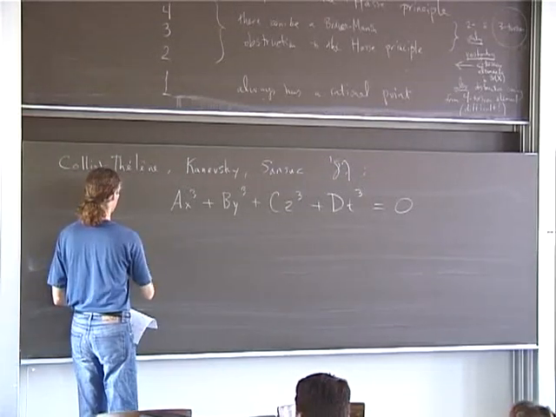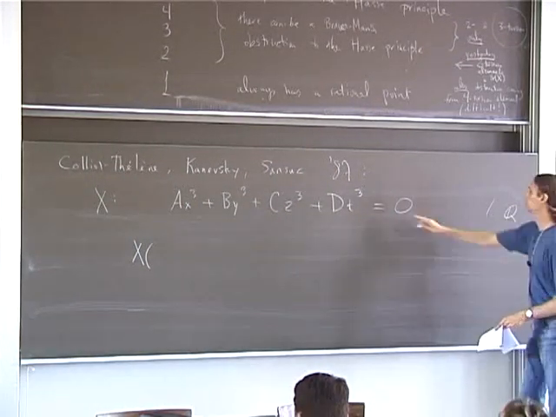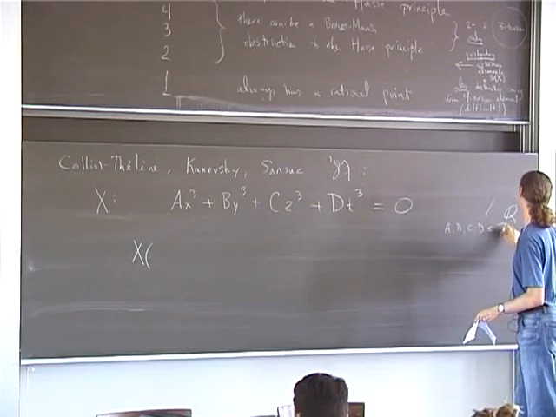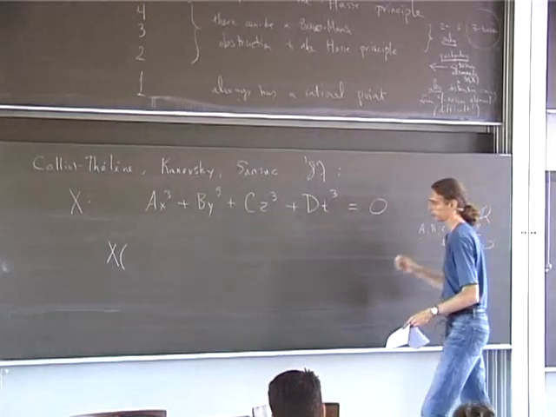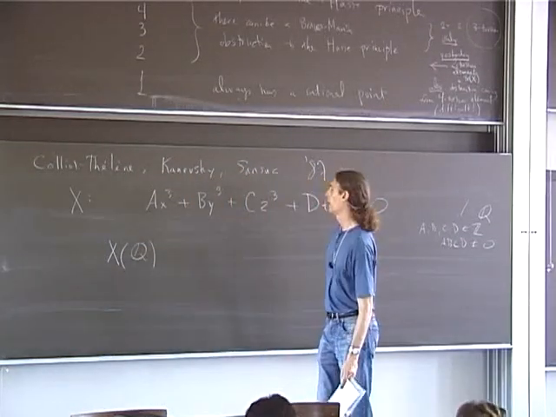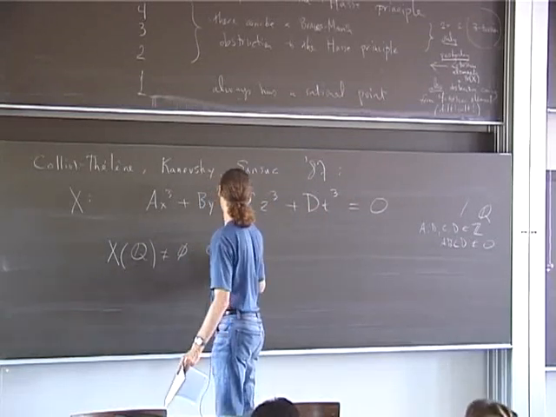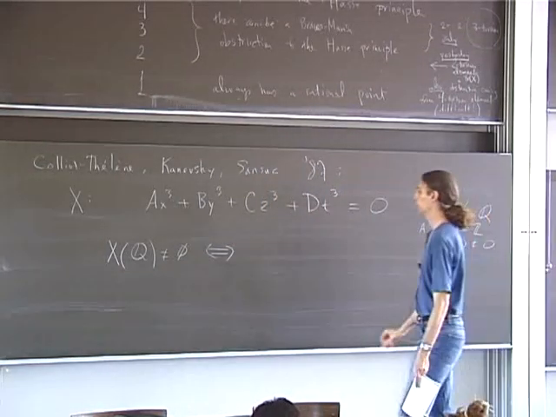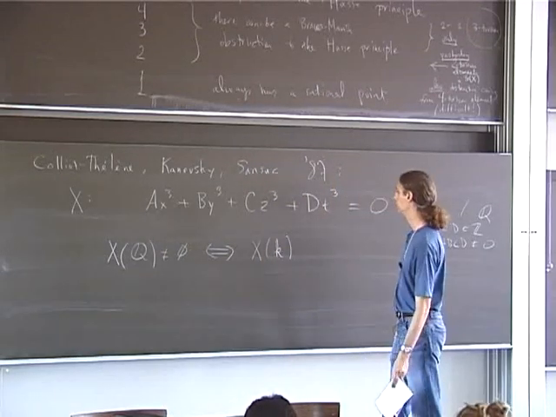So first of all, they want to study rational points over the number field Q, so A, B, C, D are integers, all non-zero. And the first observation is that there are rational points if and only if there are points valued in the quadratic extension gotten by adjoining cube roots of unity.